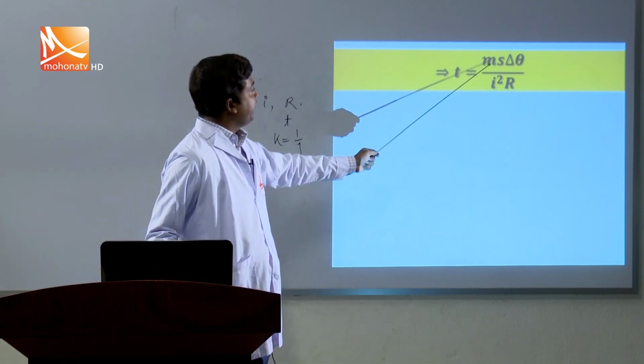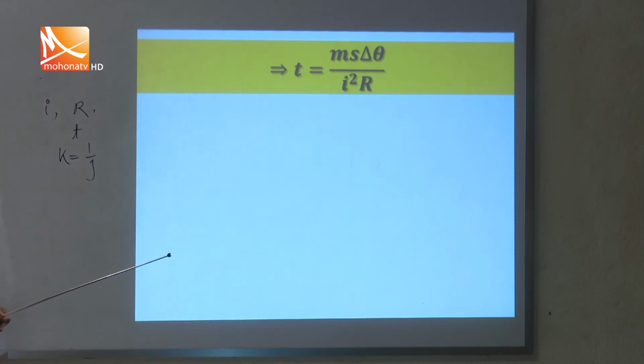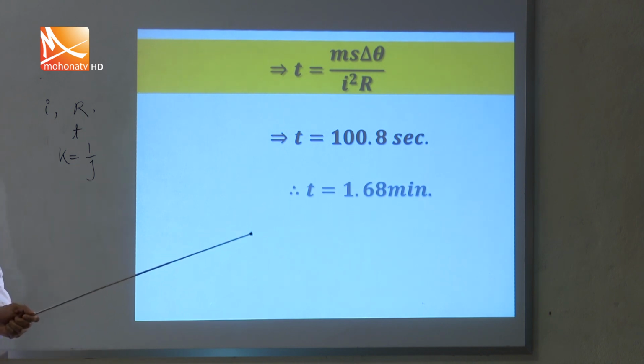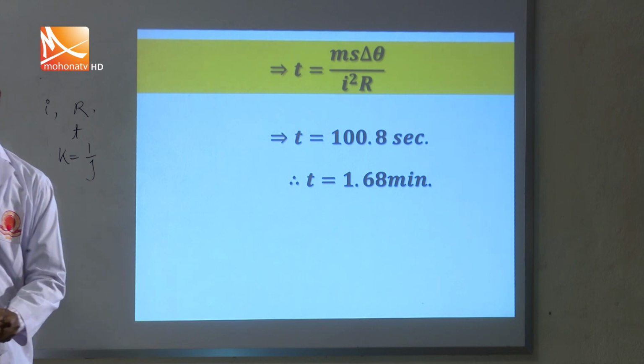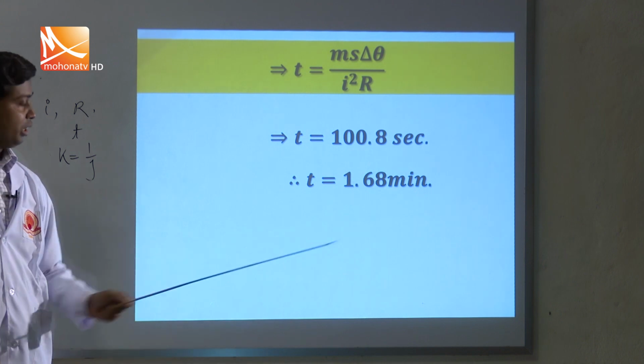Putting the values of m, s, del theta, I and R, you will get time equals 100.8 seconds. This can be written as 1.68 minutes. So, this is the required time for the immersion heater.